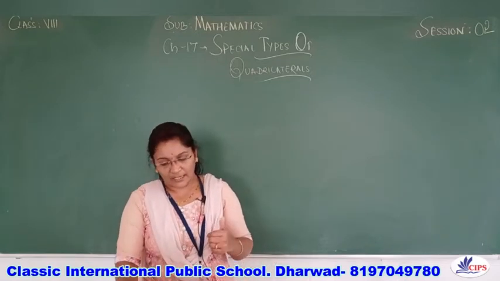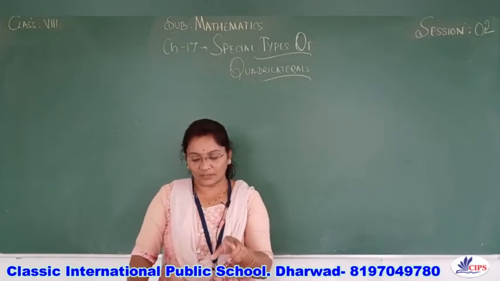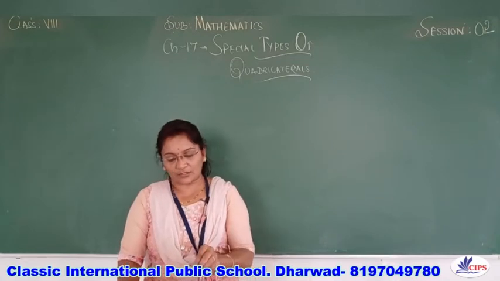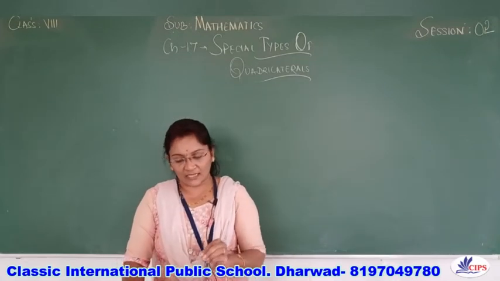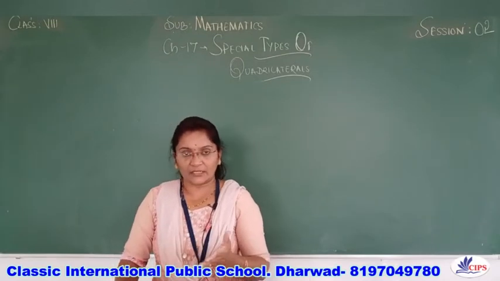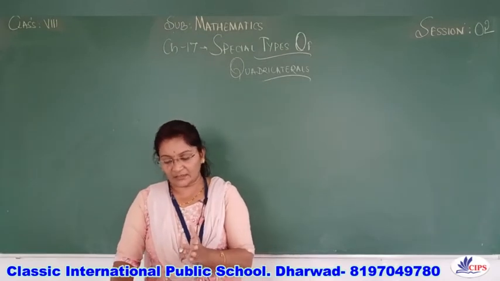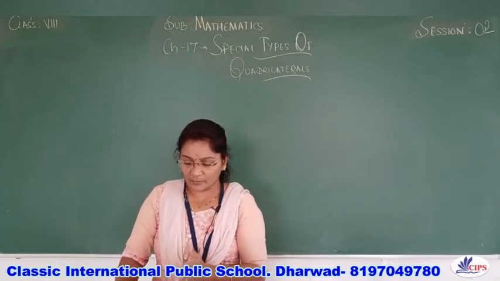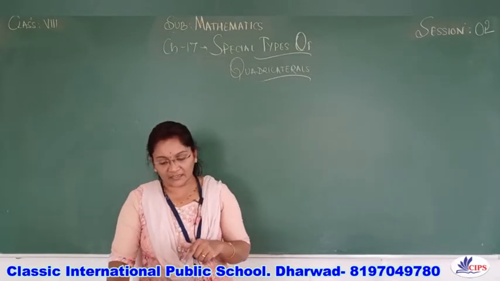Here in the blue box they have given the definition of rectangle. A rectangle is a quadrilateral in which opposite sides are equal. Can you see the rectangle there? Opposite sides are AB is equal to CD, that is opposite side, and BC is equal to AD, or AD is equal to BC. Next, opposite angles are equal.